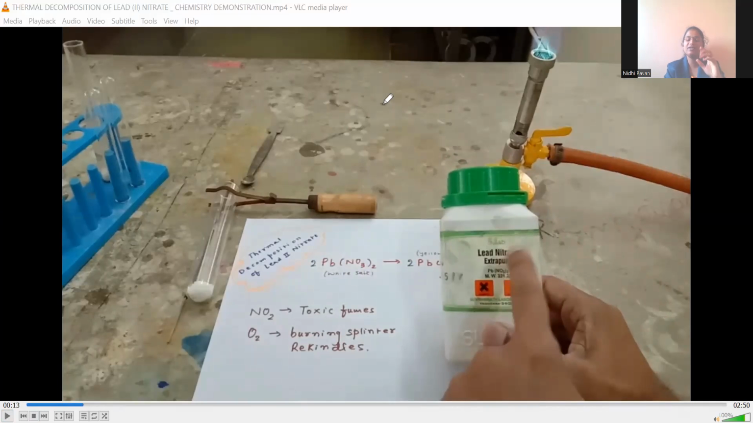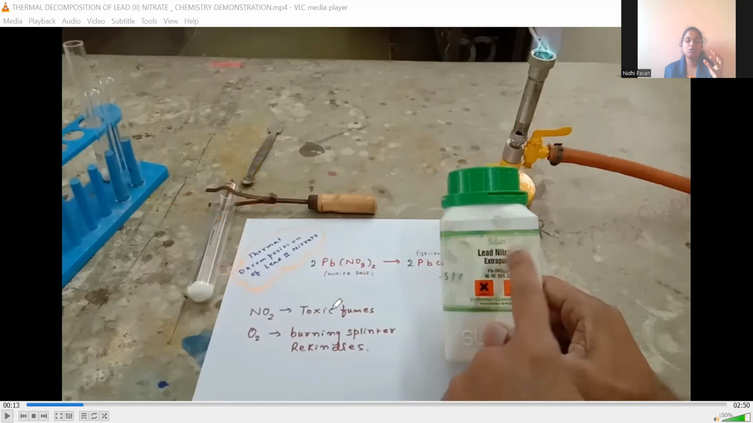So the required materials for the experiment: we need a test tube. Then he used a chemical, lead nitrate, for which we wrote the reaction in our last session. When lead nitrate is heated, it decomposes into lead oxide and nitrogen dioxide, with the liberation of oxygen. So we need a Bunsen burner, lead nitrate, a boiling tube, and a pair of tongs. This is a spatula, or a spoon-like tool, which is used to put in the lead nitrate.